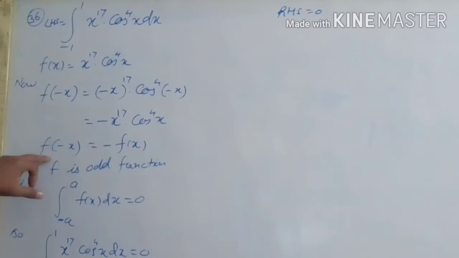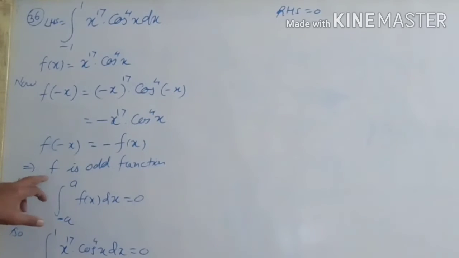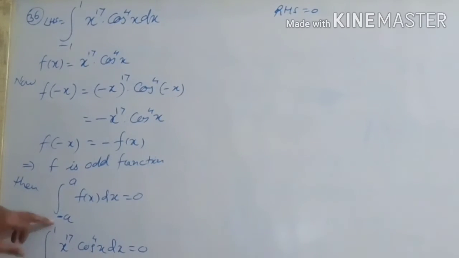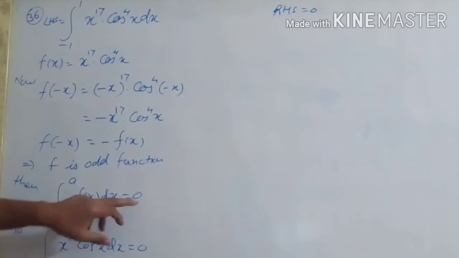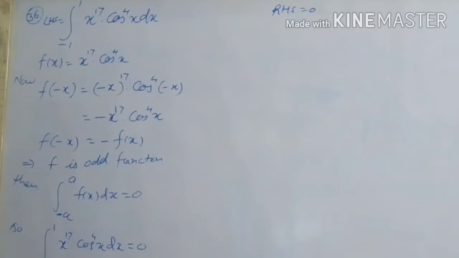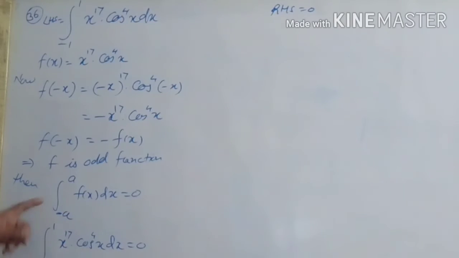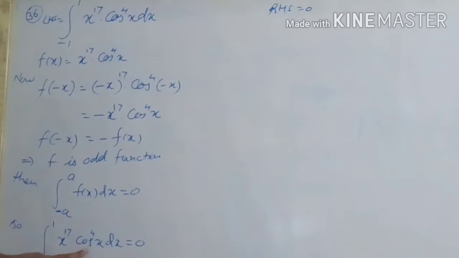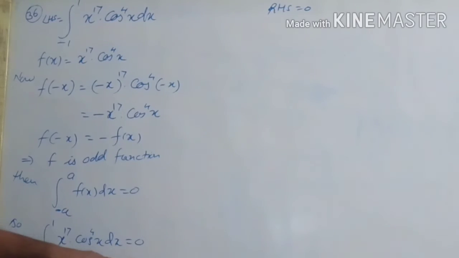So since f of minus x is equal to minus f of x, the function is an odd function, and when it is an odd function, then the integral from minus a to plus a of f(x) dx will be 0. This is property number 7, and here a is -1 to +1, so the integral of x to the power 17 cos to the power 4x dx will be 0.